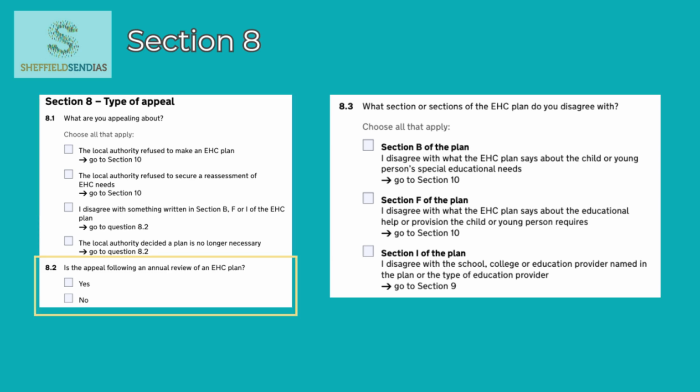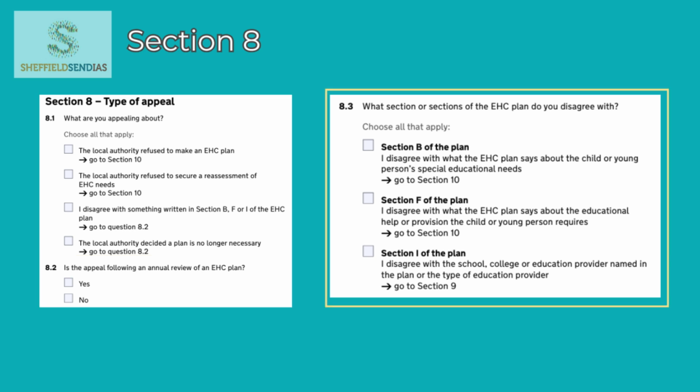In some cases, you will need to say whether the decision you are appealing was made following an annual review of the EHCP. If you are appealing the content of the EHCP, you will need to specify which sections you are appealing. You can tick any boxes relating to the sections you are appealing.